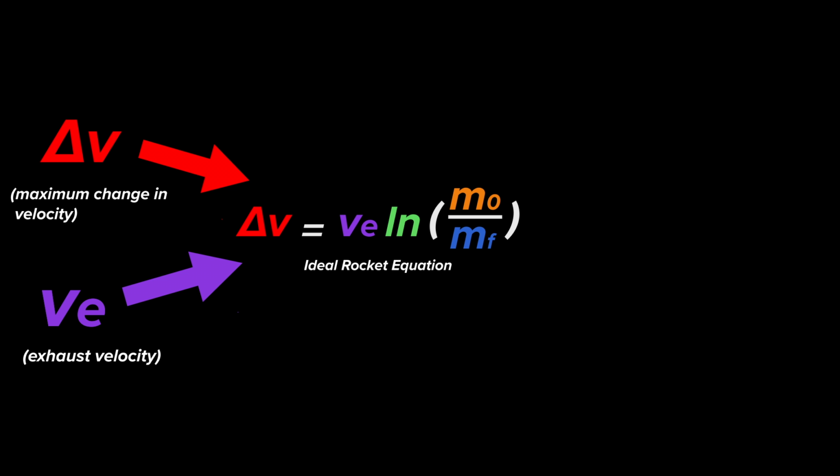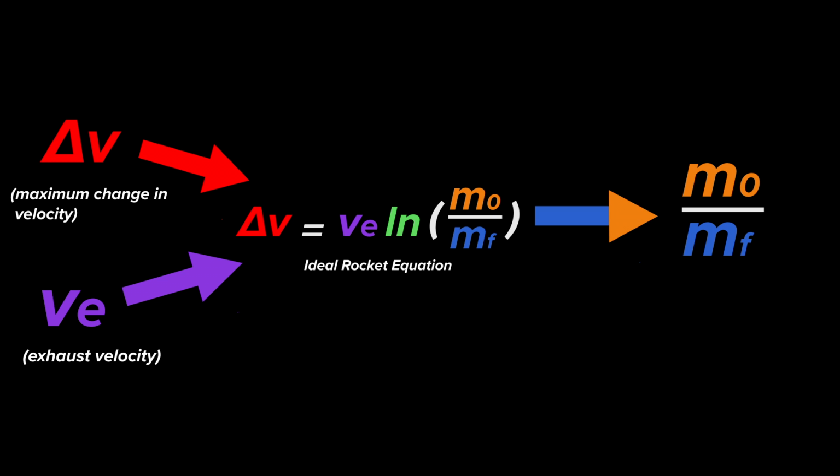We also know the exhaust velocity given the propellants that we use, so we can put these two values into the equation and get the ratio between the initial and final masses, which we can use to tell us how much of the rocket's initial mass is just propellant. And we'll see why that's important later on.